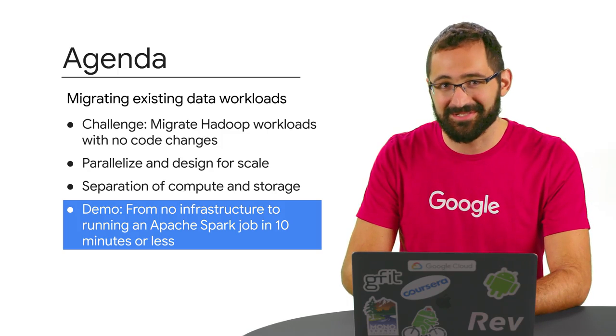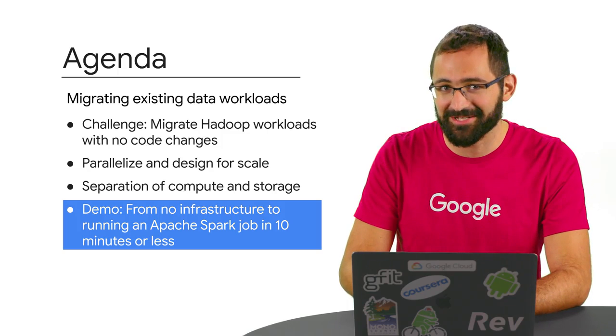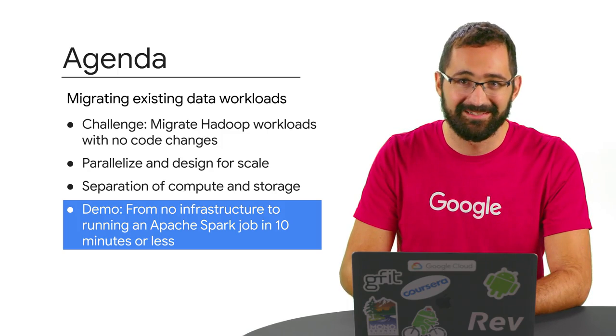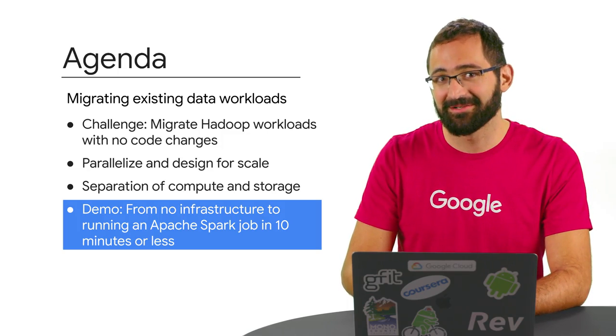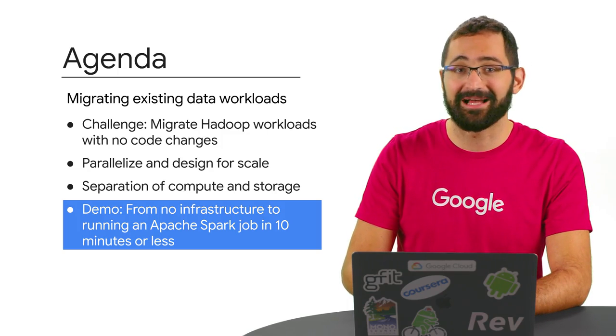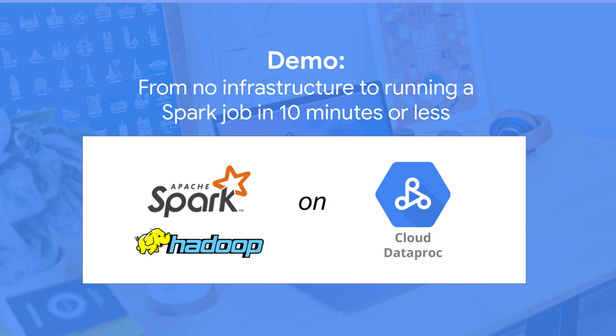One of the most common use cases is running your Apache Spark jobs on your Hadoop cluster. Now let's do a demo of creating a new cluster and running a Spark job using Cloud Dataproc. And our goal will be to do it in 10 minutes or less, which if you've ever seen an on-premises Hadoop cluster by yourself, that seems like a pretty big win for infrastructure setup time and efficiency.